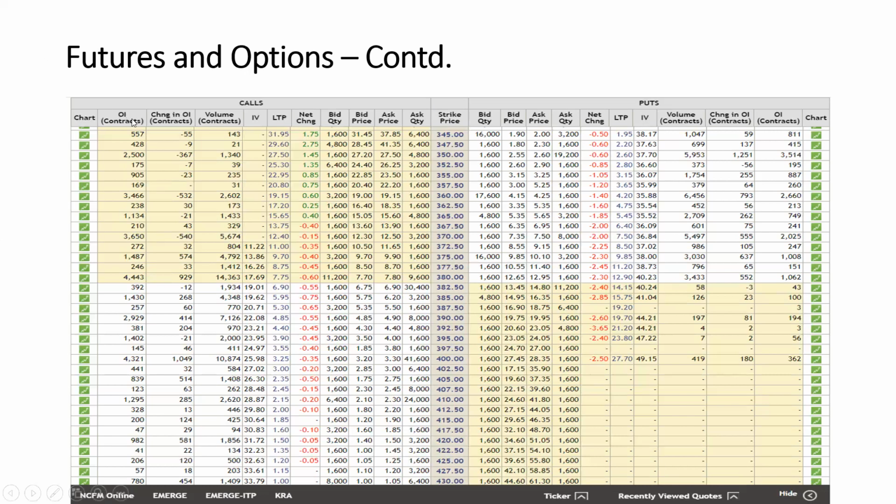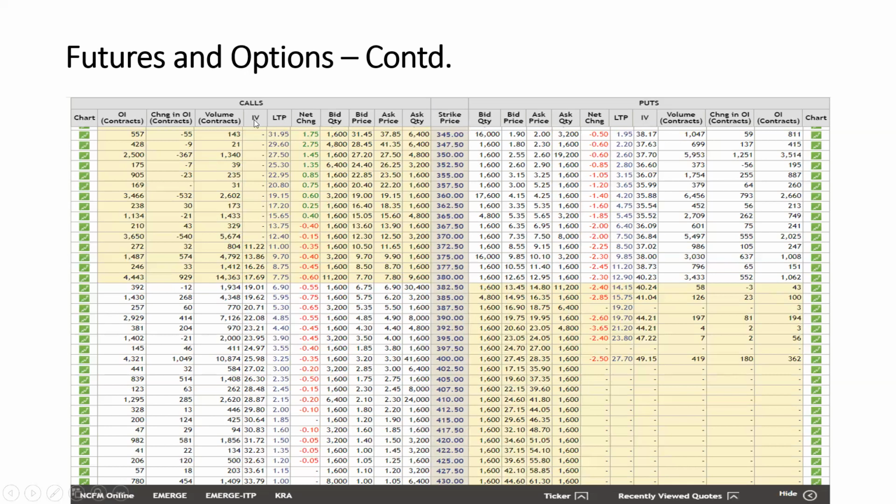Open interest is the number of contracts which are open. It's the number of people who bought it and have not booked it; they're keeping it in their account, waiting for the expiry day. Expiry day is a month-end Thursday, which I explained to you. Change in open interest is the number of people who bought it today and booked it for the day. And volume is how much volume has been created.